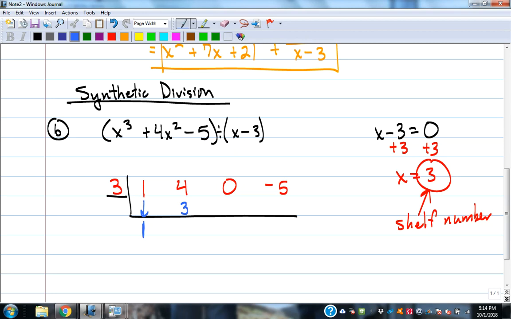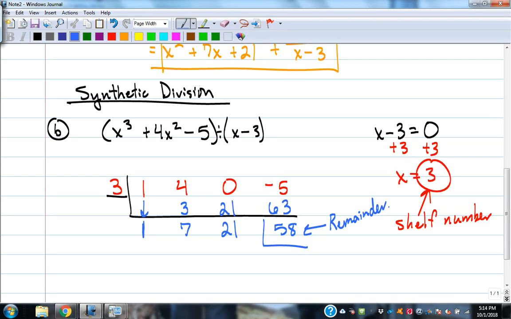What's 4 plus 3? 7. Then we multiply. 7 times 3, 21. What's 0 plus 21? 21. 21 times 3? 63. Negative 5 plus 63. Remember, we're adding. 58. That number that's on the end down here, that's your remainder.